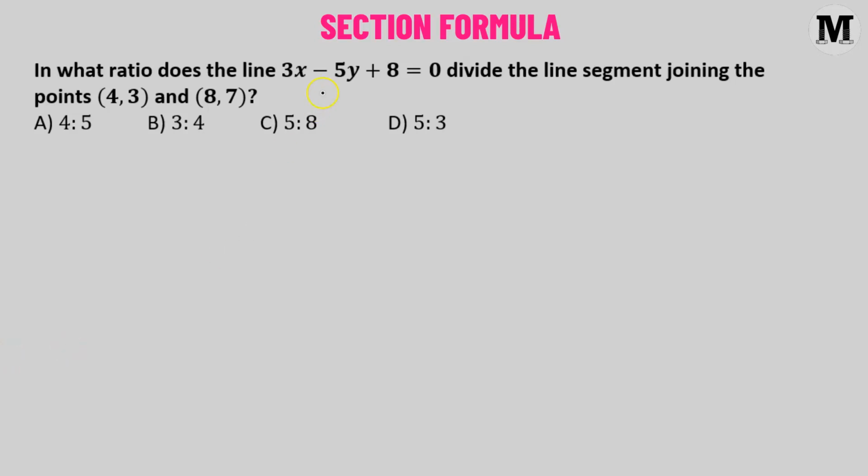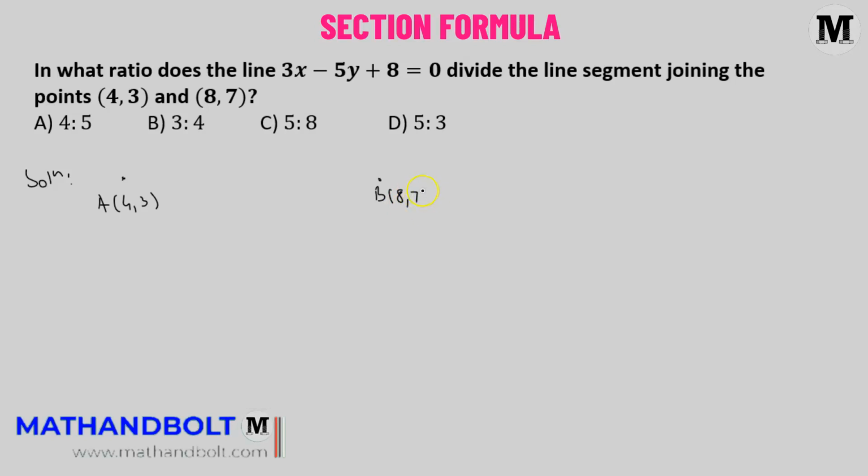In what ratio does the line 3x minus 5y plus 8 equals to 0 divide the line segment joining the points (4, 3) and (8, 7)? Let us begin. So here, let's say we have a point A. A has the coordinate (4, 3). Then we have another point B, and we'll suppose that B has the coordinate (8, 7).